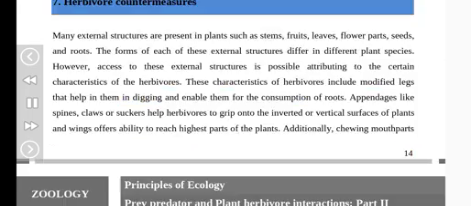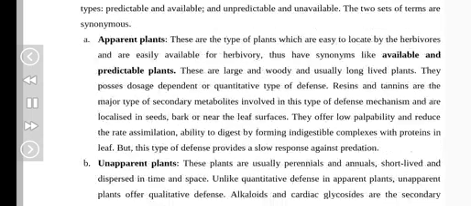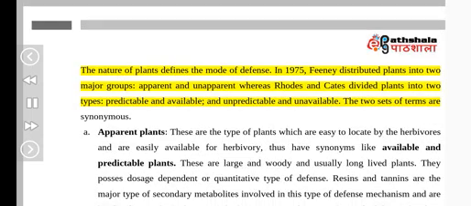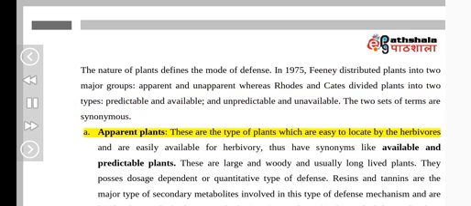The nature of plants defines the mode of defense. In 1975, Feeney distributed plants into 2 major groups, apparent and unapparent, whereas Rhodes and Cates divided plants into 2 types, predictable and available, and unpredictable and unavailable. The 2 sets of terms are synonymous.